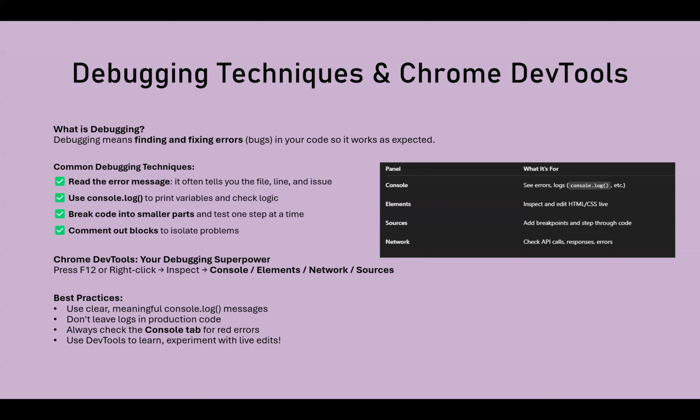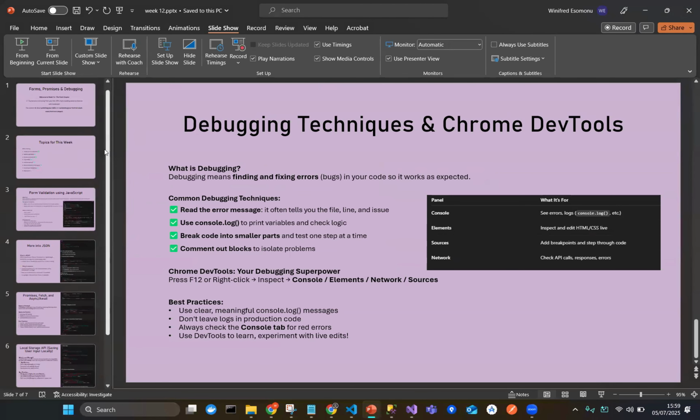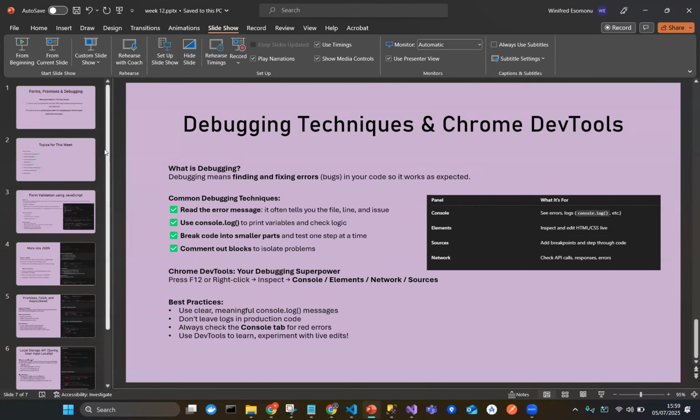And use dev tools to learn and experiment with live edits. Again, just what we said, use your dev tools, use your console tab, use your elements, use your network, and so on and so forth. So that's the end of the slide. It's just 7 pages. I wanted to keep it really simple and really quick.